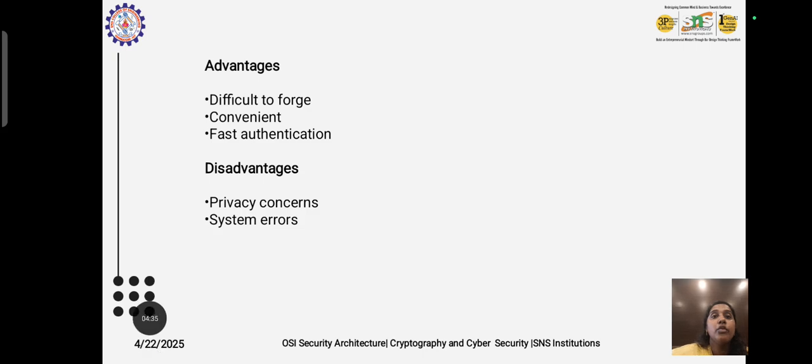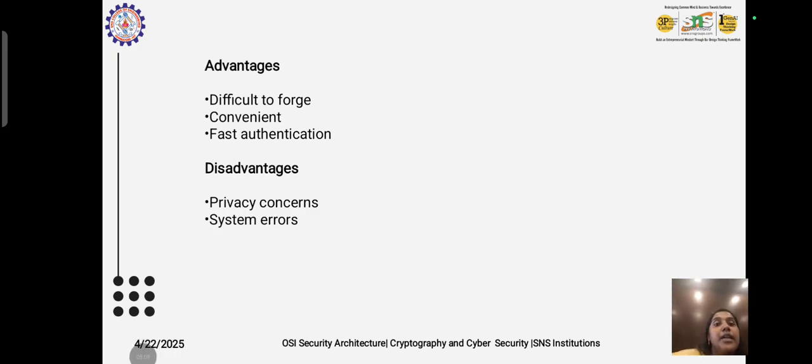Here let us see some of the advantages and disadvantages of biometrics. The advantage is that it is difficult to forge, in the sense that they can't use false data. Biometrics is unique to each person, so no forgery will occur. It is also convenient in all cases. It is a fast authentication, so that no one else can use it. This is one of the main advantages.